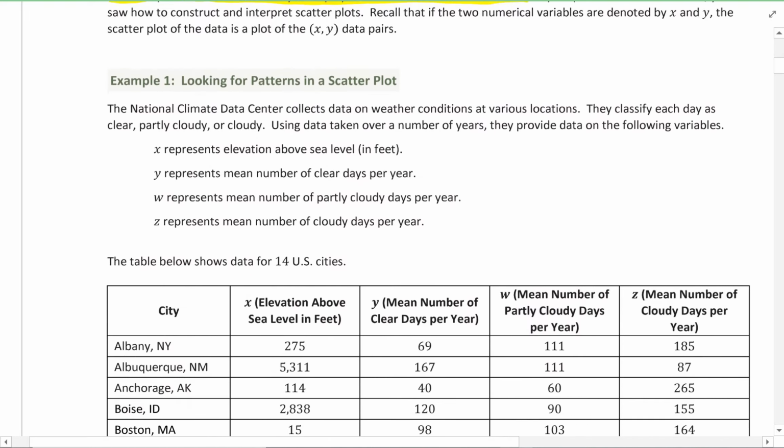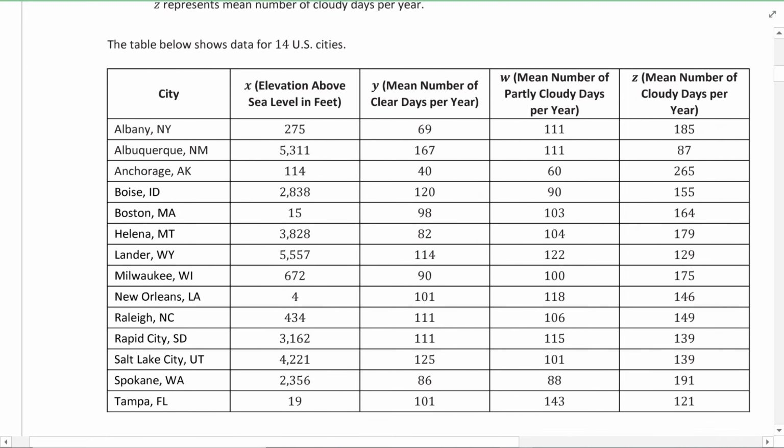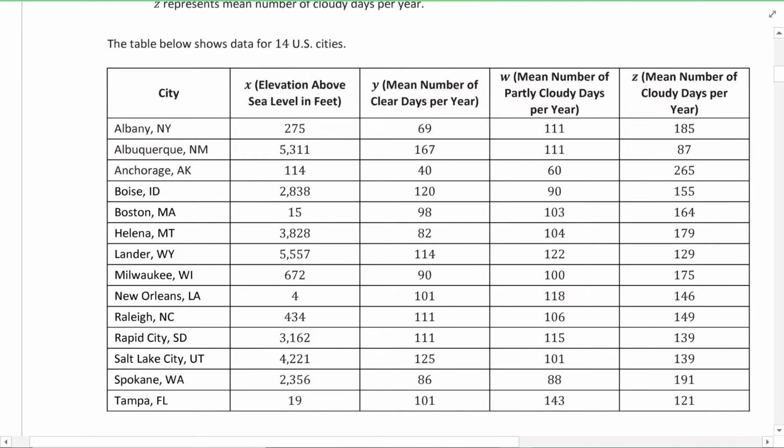Now, in example 1, basically, they give us a lot of data. They say, hey, here are a random 14 cities. Of those 14 cities, we have figured out the elevation above sea level, and then they give us 3 different things that deal with these cities. They talk about the mean number of clear days per year. They talk about the mean number of partly cloudy days per year, and then the mean number of cloudy days per year. So they're giving us data, and basically they're going to compare Y, W, and Z to X.